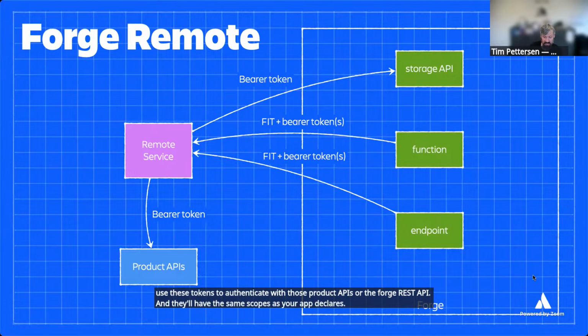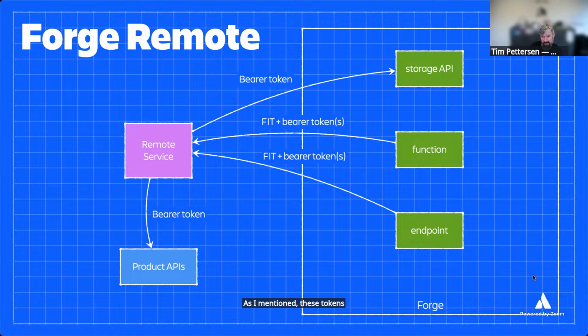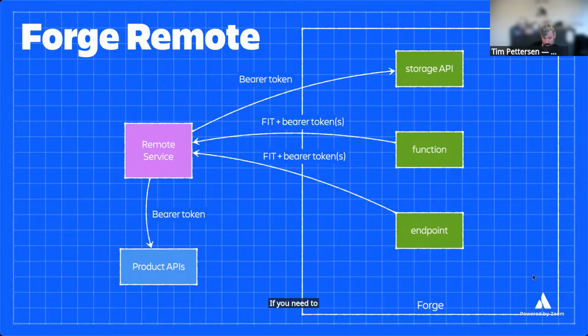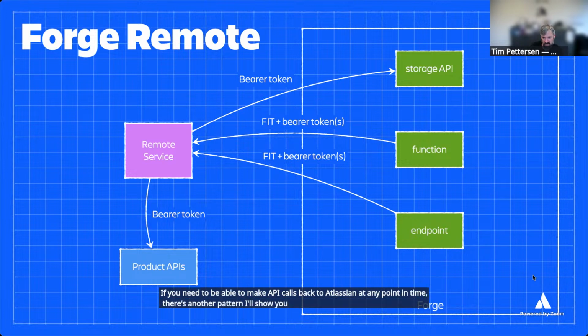As I mentioned, these tokens are relatively short-lived, so they last for a maximum of 4 hours. If you need to be able to make API calls back to Atlassian at any point in time, there's another pattern I'll show you a little later where you can use a scheduled trigger to refresh those tokens on an interval. But we'll get to that in a sec.